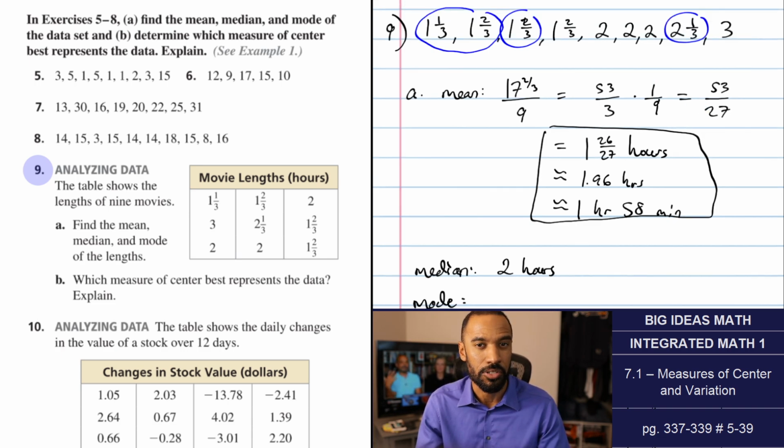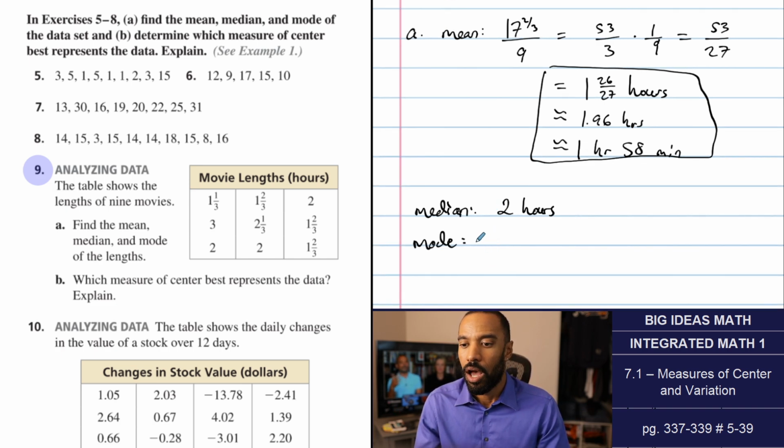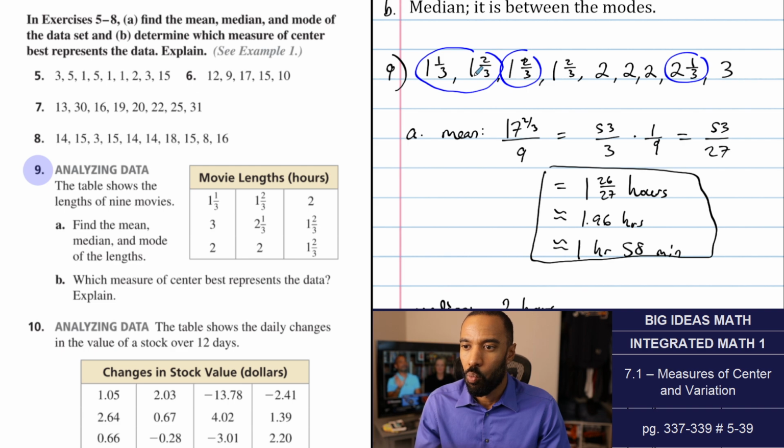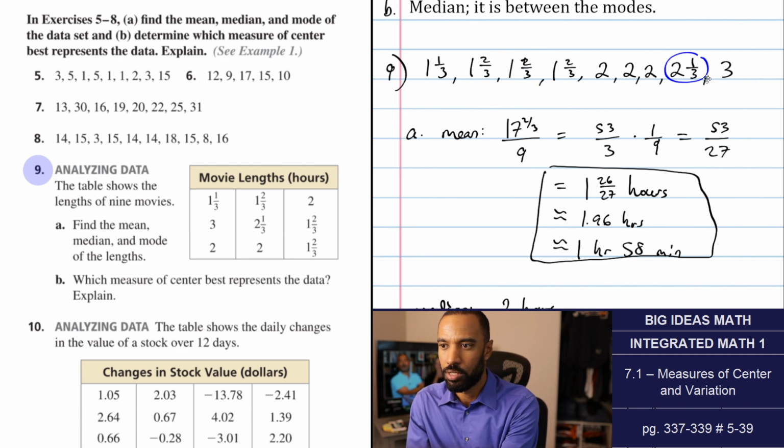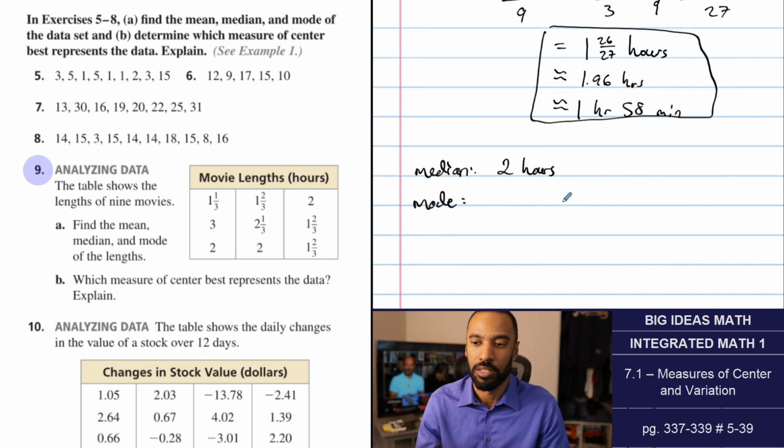Why outliers really sway things. If I remove outliers, it's a different story. The mode, 1 2/3, let me delete these circles. 1 2/3 is used 3 times and 2 is used 3 times. That's the modes. So the modes in number 9 are 1 2/3 hours and 2 hours respectively. Those are the times that occur most.